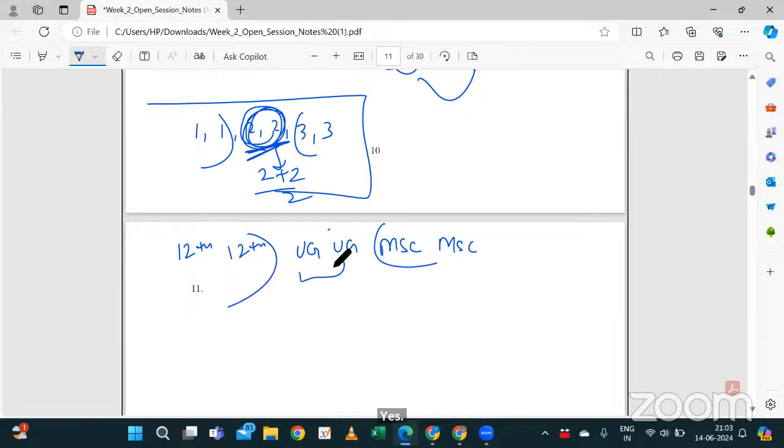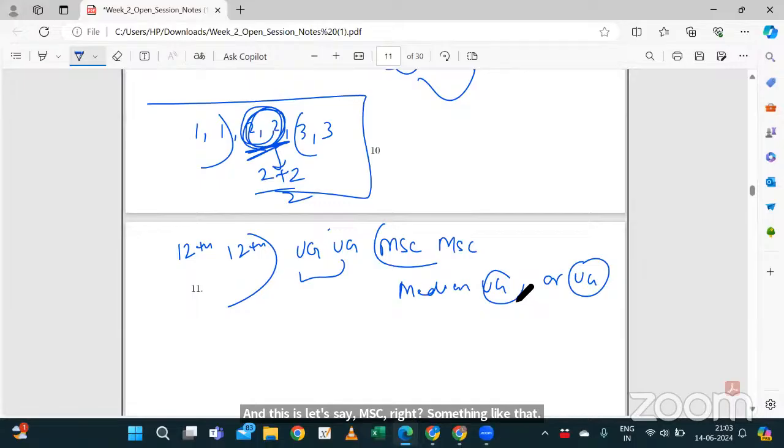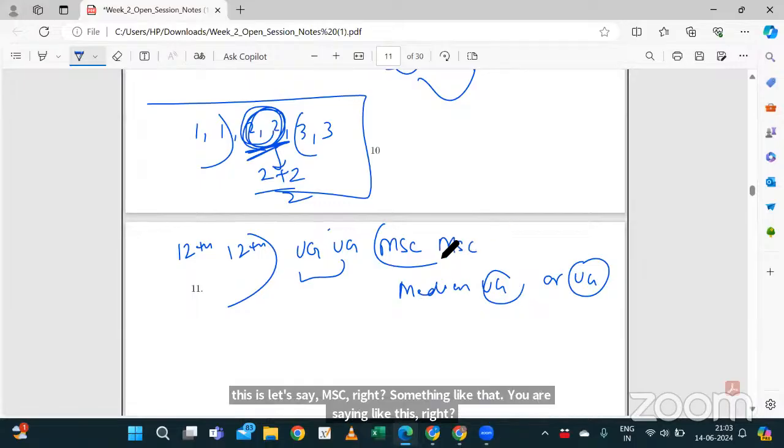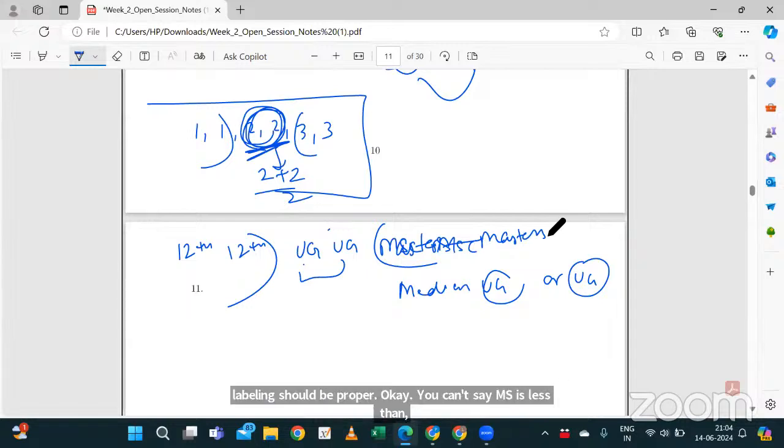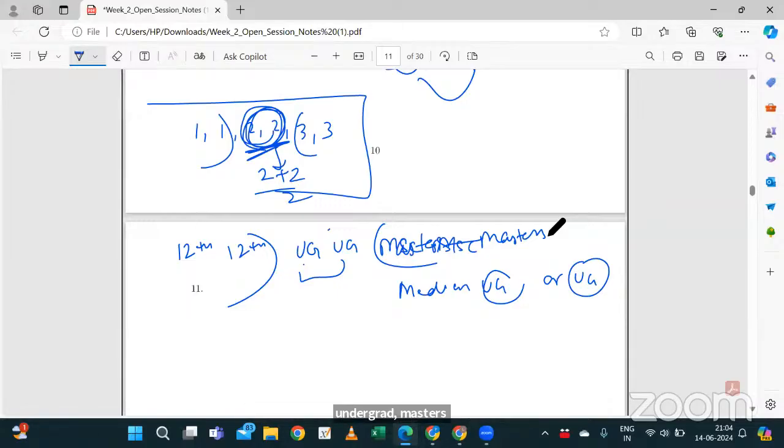The middle will be these two, right? So you can say the median is nothing but UG. What if we are adding MTech as well? Then you can write UG here and masters here. Labeling should be done in a proper way. You can't say MSc is less than MTech or MTech is better than MSc. There should be labeling: 12th, undergrad, masters, PhD. Then you can do the comparison in an easier way.